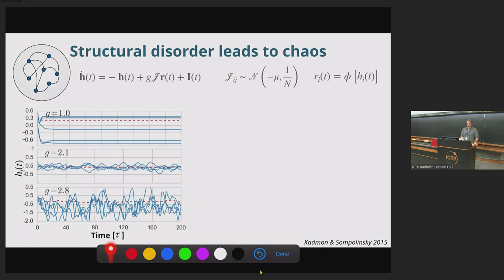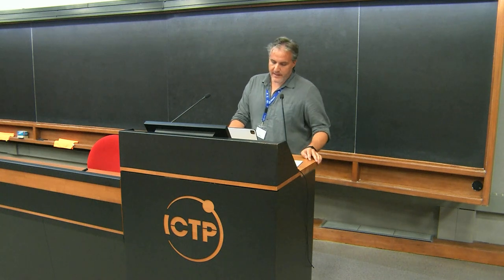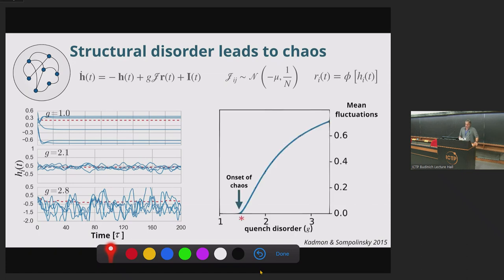For small g, we look at the different neurons, each blue line here is a neuron, and we see that this network settles into some fixed point. Nothing is happening. But if you increase the disorder in the system, there is a transition, and the system becomes chaotic. By chaotic, I mean every neuron is fluctuating, with internally generated fluctuations, and you can actually calculate the positive Lyapunov exponent. This is actual chaos.